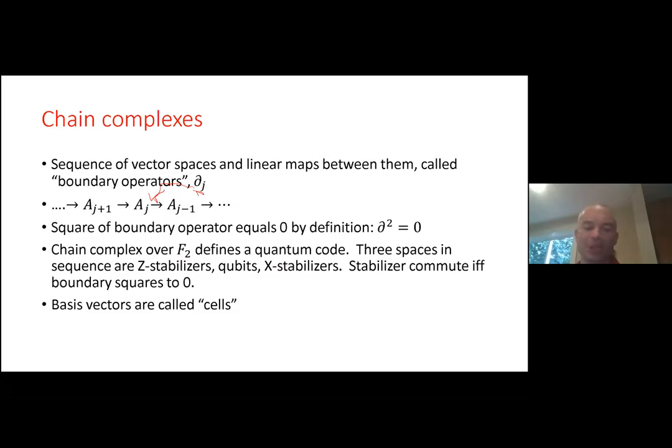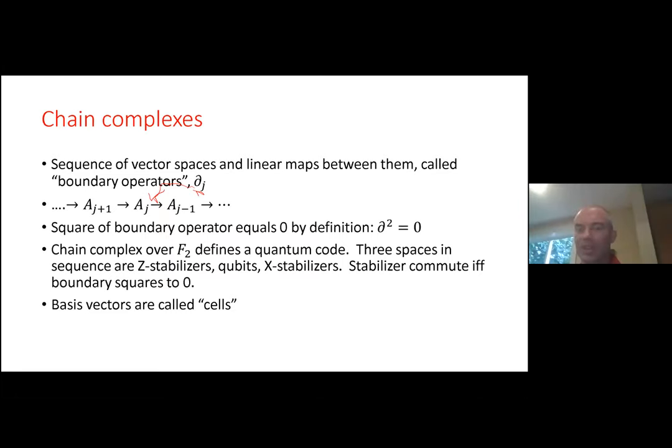A chain complex over F2 is the same thing as a quantum code. You have three successive spaces. We could call them A2, A1, A0, whatever we want to call them. Those three successive spaces will correspond to Z stabilizers, qubits, and X stabilizers. And this boundary operator is a linear map between two different vector spaces. So it's a matrix over F2, so it has zeros and ones.